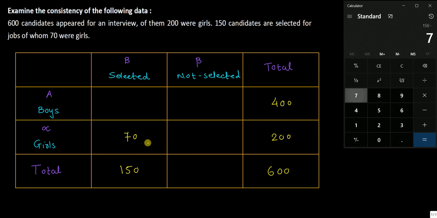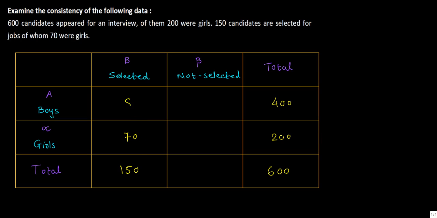150 minus 70 gives us 80. So here we put 80. Here we have to put 320.